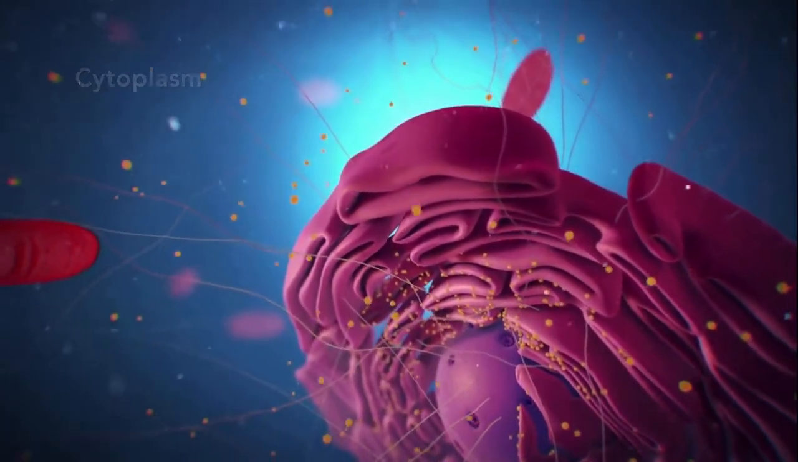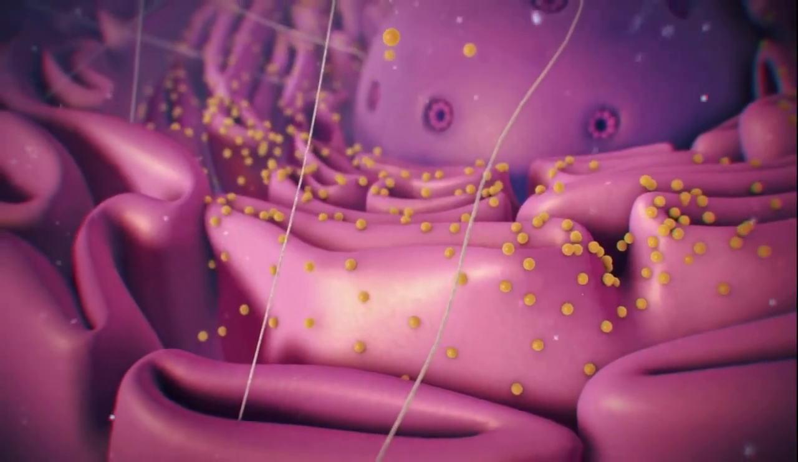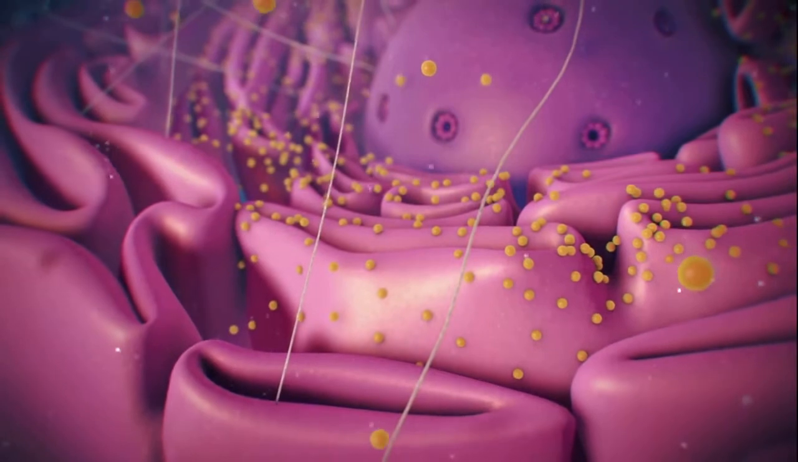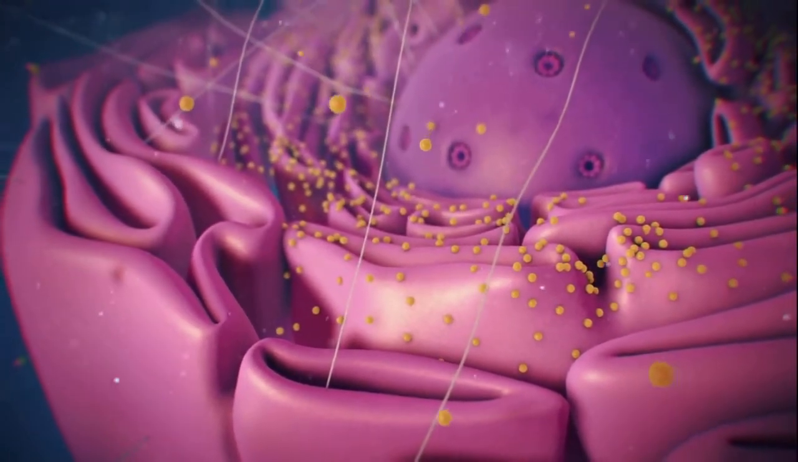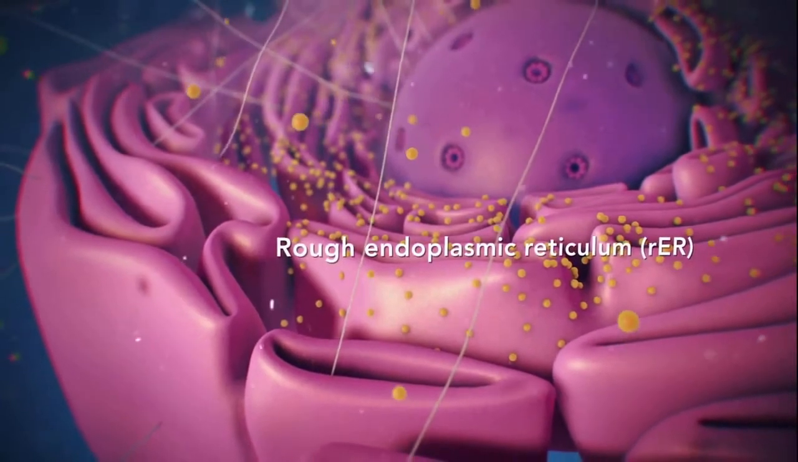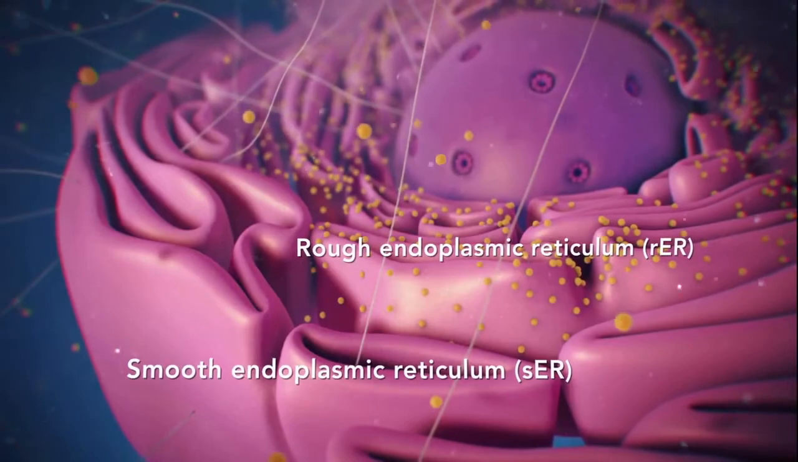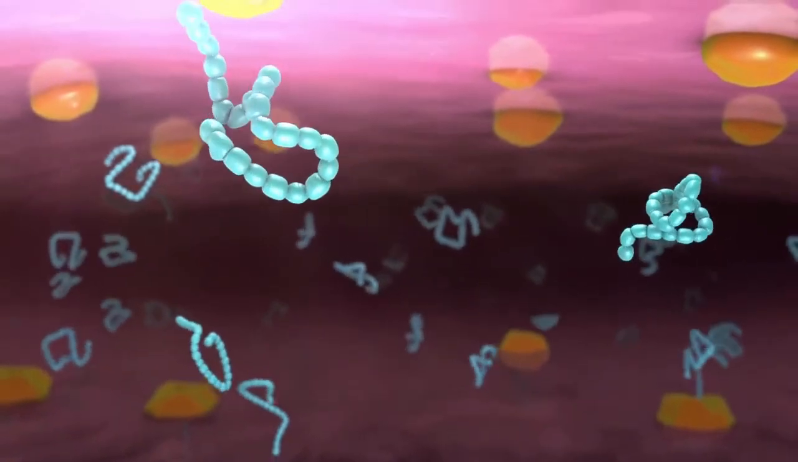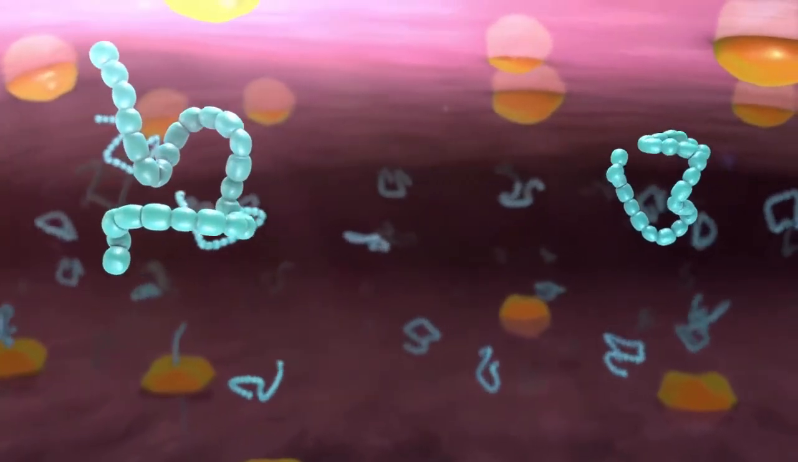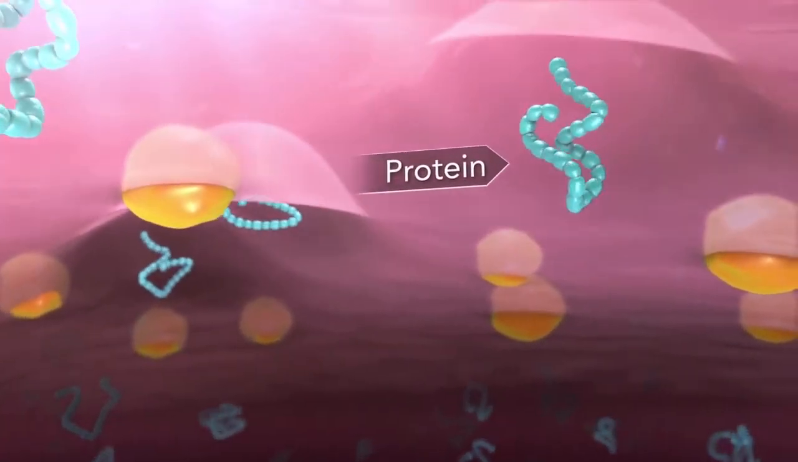Ribosomes may wander freely within the cytoplasm or attach to the endoplasmic reticulum, sometimes abbreviated as ER. There are two types of ER. Rough ER has ribosomes attached to it, and smooth ER doesn't have ribosomes attached to it. The endoplasmic reticulum is a membrane-enclosed passageway for transporting materials, such as the proteins synthesized by ribosomes.